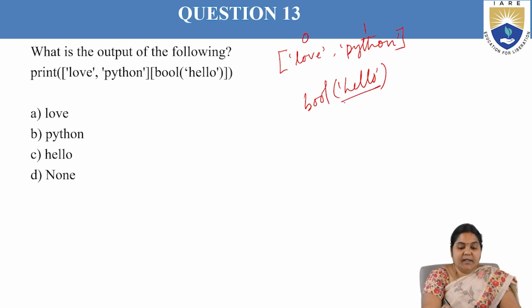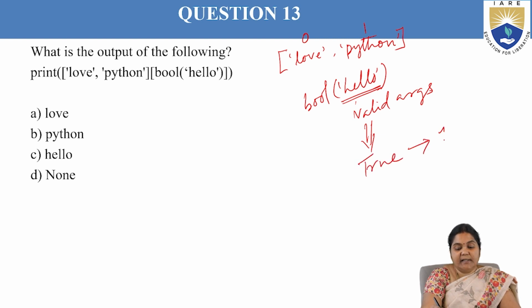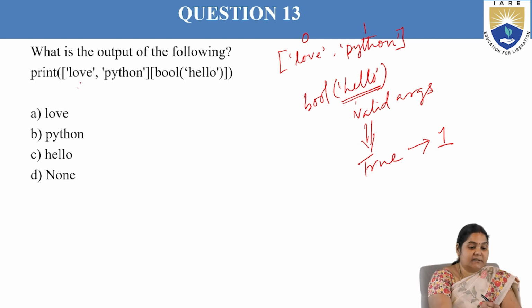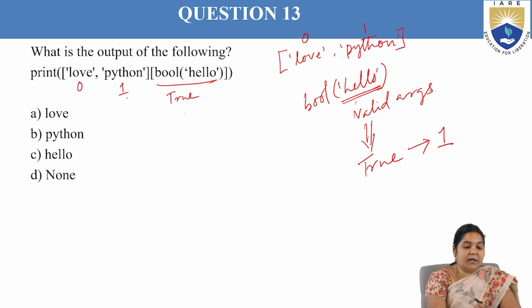Now, this Boolean function contains some valid argument. If there is any valid argument, what does it return? True. True means the integer 1. So this one is at the 0th index, this one is at the first index, and the Boolean has returned true, meaning 1. So at the first index, what is printed? The string that is printed is Python.